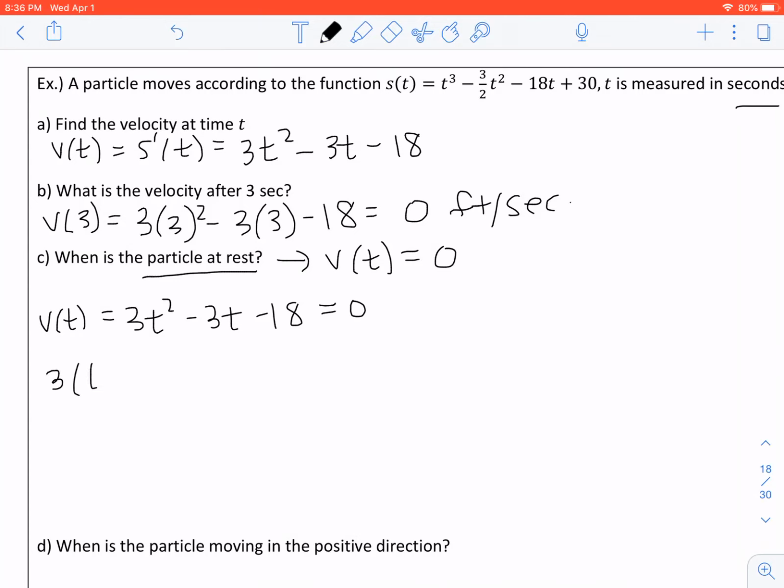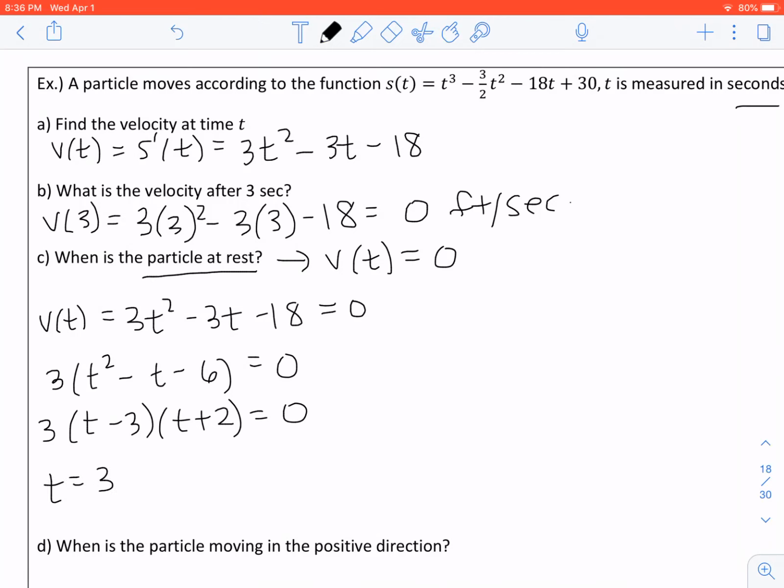Factoring out a 3, we have t squared minus t minus 6 is equal to 0. And then factoring from here, we have t minus 3 and t plus 2 equals 0. Using the zero product property and setting those each equal to 0, we get t is 3 and t is equal to negative 2. And again, we are dealing with seconds. So you can see that negative 2 seconds doesn't make sense, dealing with time. So it's at rest at t equals 3 seconds.